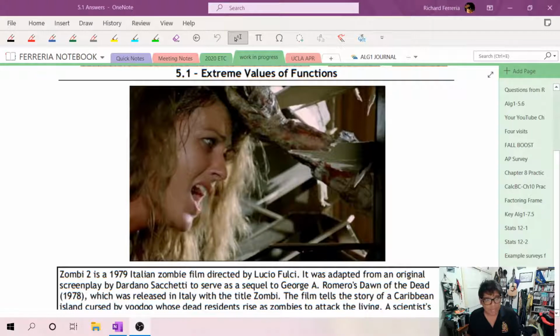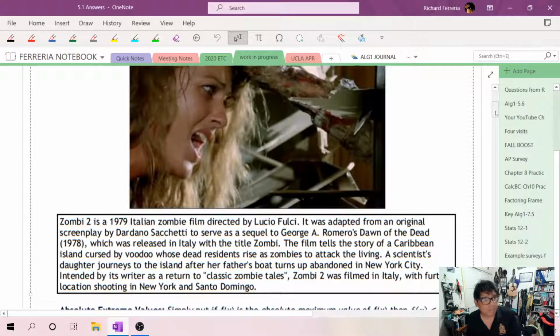One zombie movie that I enjoyed a lot was Zombie 2, a 1979 zombie film directed by Lucio Fulci, adapted from an original screenplay. It was supposed to be a sequel to Dawn of the Dead, which was a really famous zombie movie you may have heard of. But it is an Italian film, so the original title was Zombie, I suppose. This is zombies in the Caribbean, and there is very much a tradition there with Caribbean zombies.